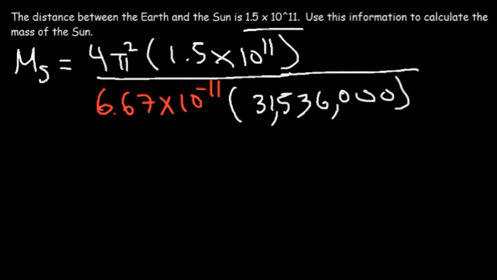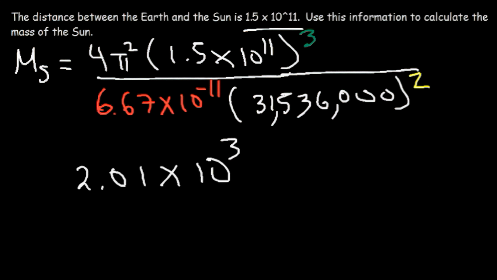Well, let's not forget to raise r to the third power. So now let's plug this information in. Let's see what the mass of the sun is going to be. Also, let's not forget to square the period. So you should get 2.01 times 10 to the 30 kilograms, which is approximately the mass of the sun.